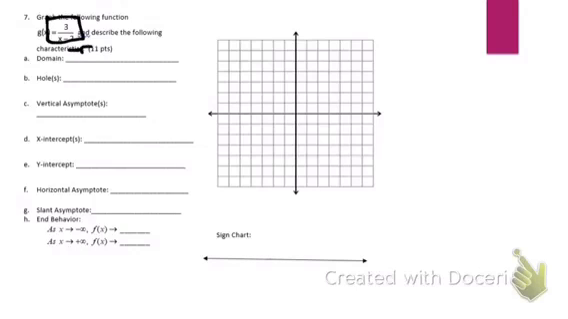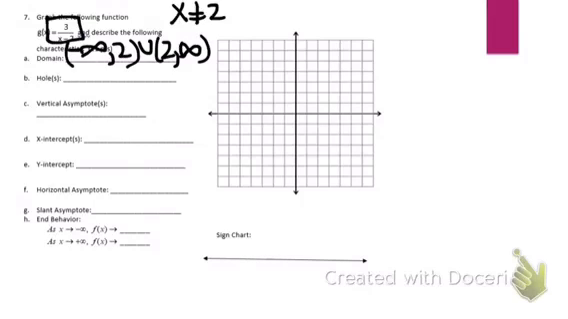Right here, negative infinity to 2. I think that's what I had. It went ahead and erased it. 2 to infinity. X cannot equal 2. All right, hole, none. Vertical asymptote, x equals 2.